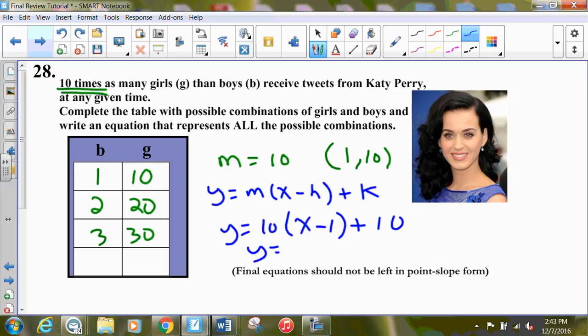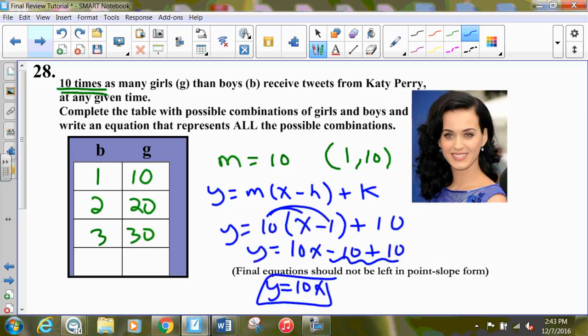We're going to distribute. And look what happens. When we combine our like terms, we've got negative 10 plus 10, which cancels out. And the answer to this equation is y equals 10x. If you can tell that this equation would be y equals 10x without doing all of that work, go for it. It's a multiple choice final, and if you can use logic, like I said, whenever you can, use it. Okay.